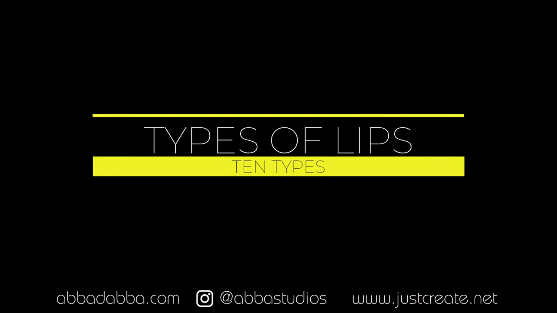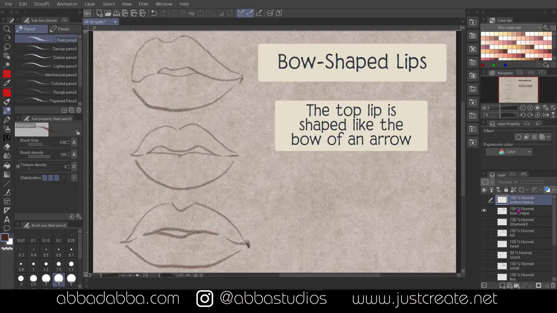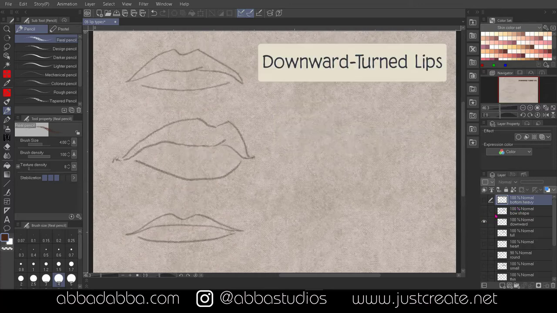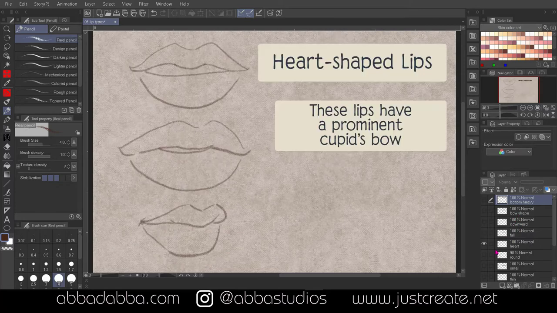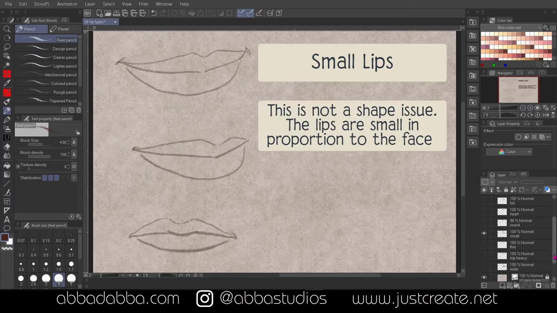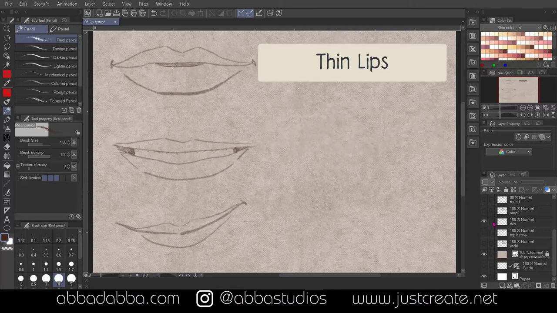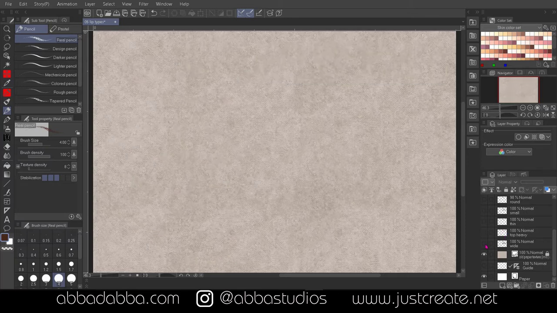Now, let's look at the different types of lips. Bottom-heavy lips. Bow-shaped lips. Downward-turned lips. We have full lips. There's heart-shaped lips, and that has a prominent Cupid's bow. Round lips. Small lips. Thin lips. Then we have top heavy lips. Wide lips.